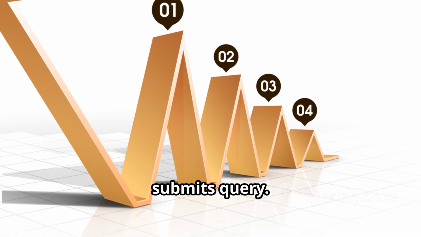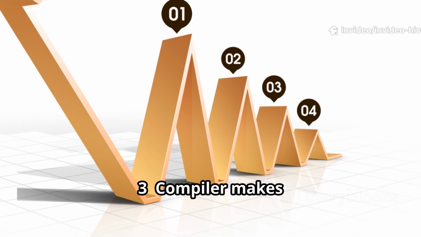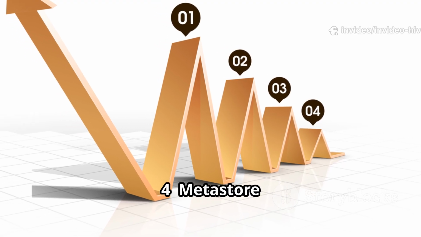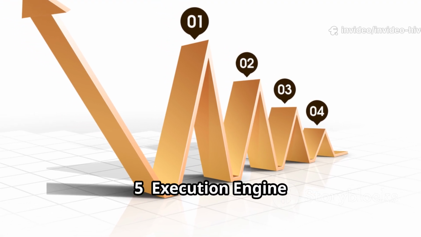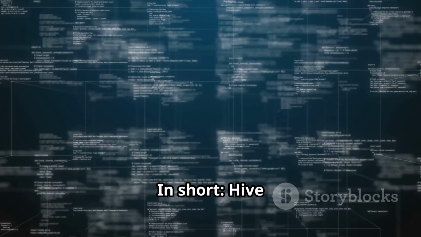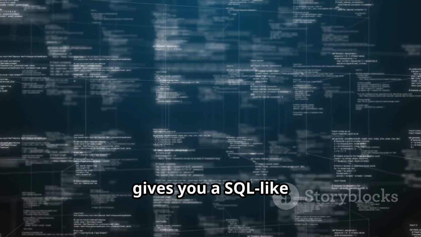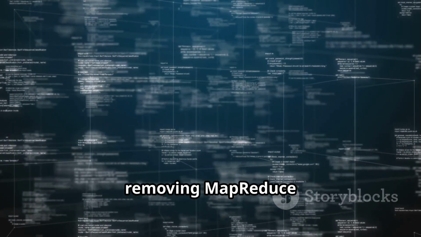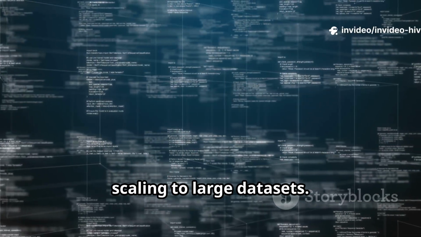Recap: 1. User submits query. 2. Driver checks syntax. 3. Compiler makes the plan. 4. Metastore supplies metadata. 5. Execution engine runs the plan. 6. Results return to the user. In short, Hive gives you a SQL-like interface for big data, removing MapReduce complexity while scaling to large datasets.